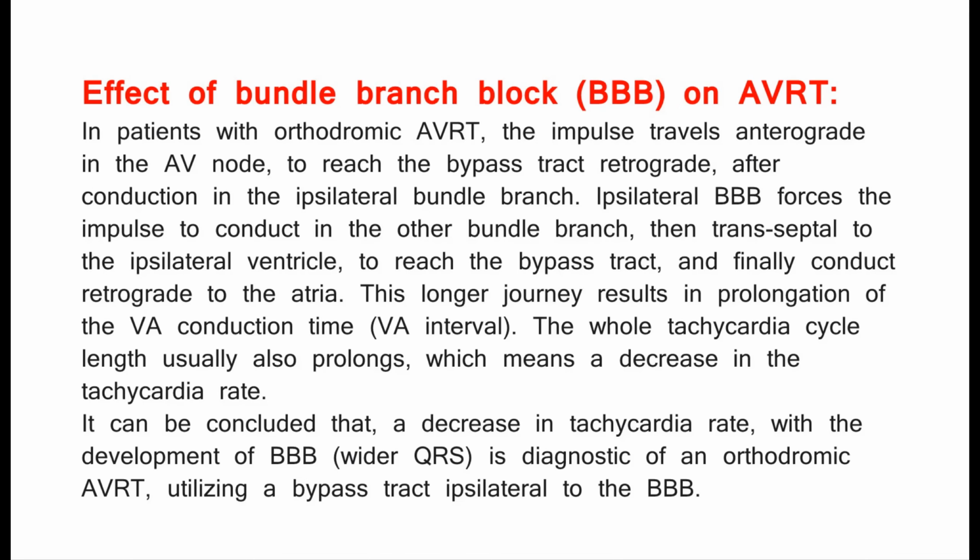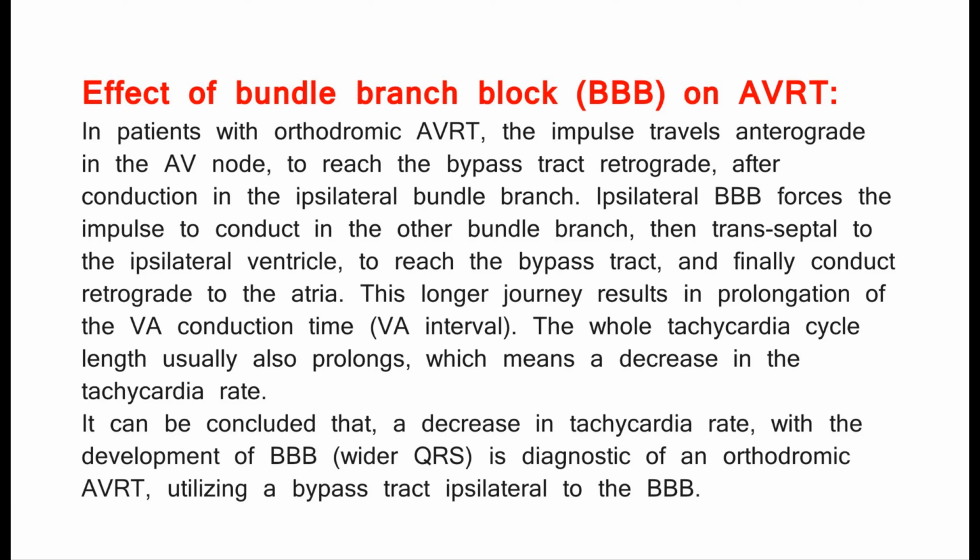Effect of bundle branch block, BBB, on AVRT. In patients with orthodromic AVRT, the impulse travels anterograde in the AV node, to reach the bypass tract retrograde, after conduction in the ipsilateral bundle branch. Ipsilateral BBB forces the impulse to conduct in the other bundle branch, then transseptal to the ipsilateral ventricle, to reach the bypass tract, and finally conduct retrograde to the atria. This longer journey results in prolongation of the VA conduction time, VA interval.